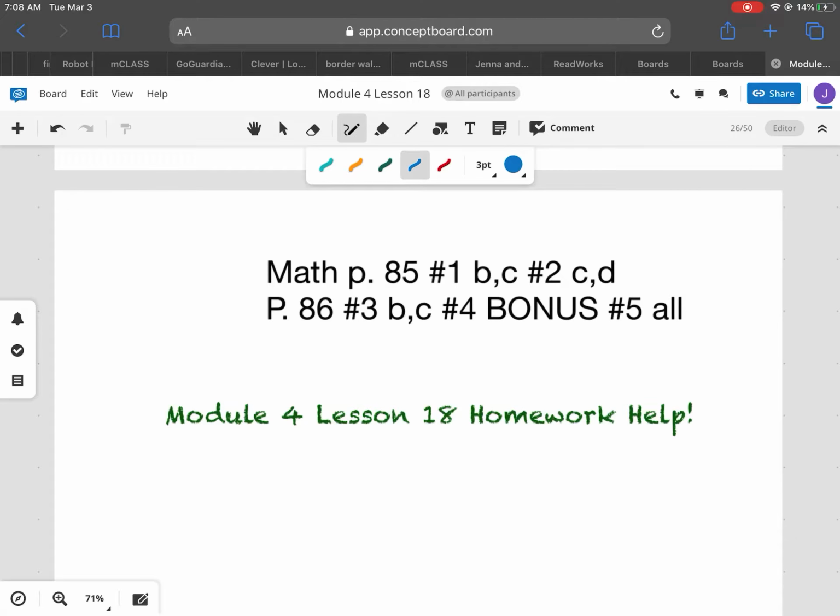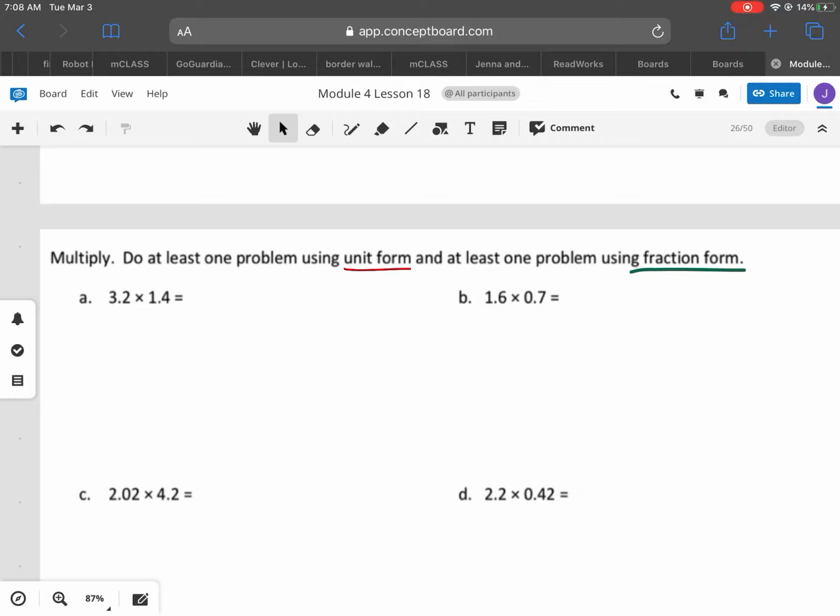Alright, on this it says do at least one problem using unit form and at least one problem using fraction form, so I'm going to multiply. I'm going to show you both. I color code them. The unit form will be in red and the fraction form will be in green. I'm actually going to start off with the fraction form, and that's fairly easy.